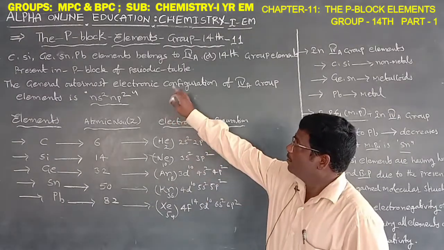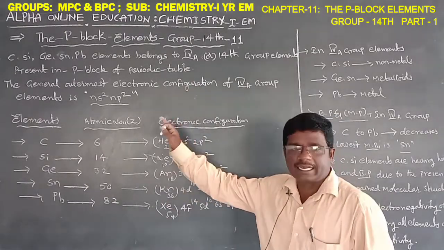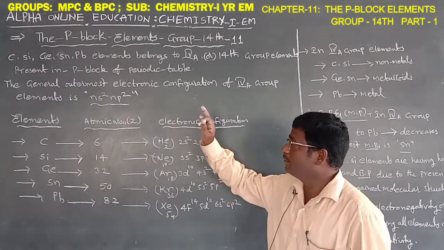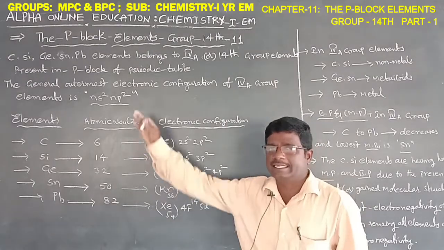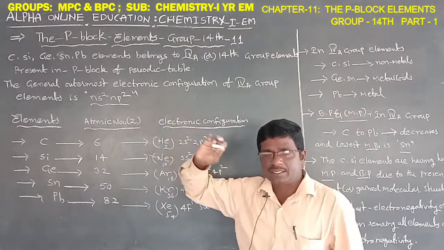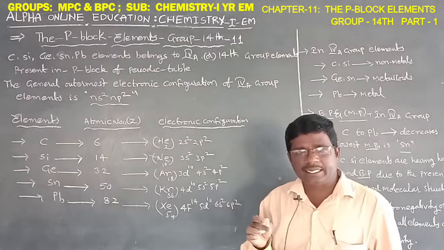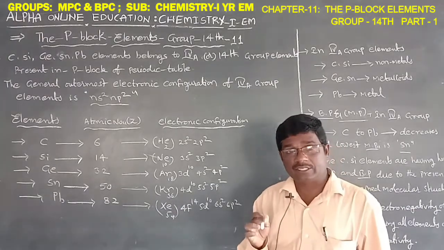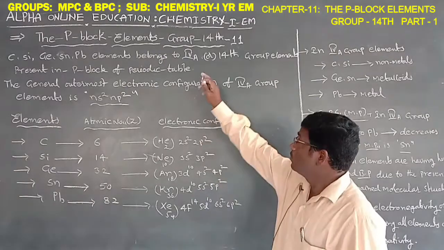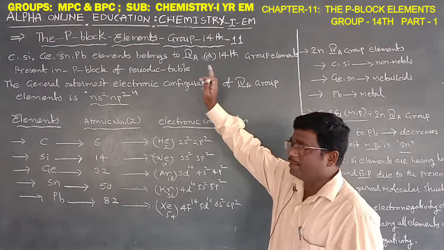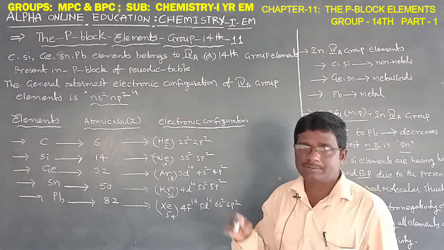Here is the 14th group elements or 4A group elements. Carbon, silicon, germanium, tin and lead elements belong to 4A or 14th group elements. Carbon C, silicon Si, germanium Ge, tin Sn, also known as stannous. Next one Pb, lead. Those elements are present in the p block of the periodic table.